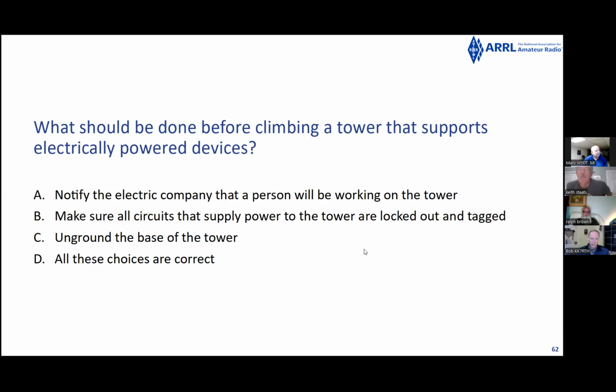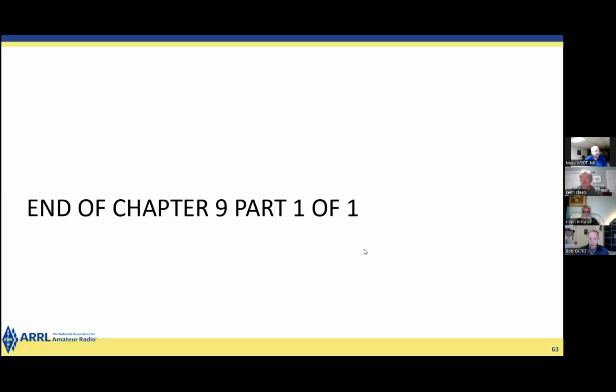B. Yeah, B is obvious. Bravo. Make sure all circuits that supply power to the tower are locked out and tagged. That's it. End of chapter 9. All right.